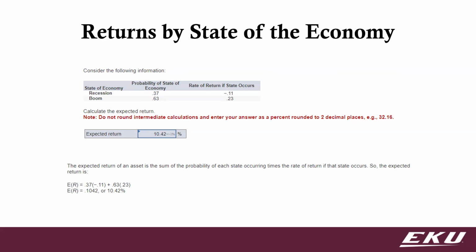Now you might say, well, that's weird. Shouldn't we add them all up and then divide by the number of states? Well, the states are already weighted by the probability. Since those probabilities have to equal 1, that means at the end, what we do is divide by 1. So we're perfectly fine. But this allows us to not give equal weight to everything and instead give more weight to the things we consider to be more likely. And that's what we're doing here. So even though we're going to get negative 11% or plus 23%, we would say on average we expect to get 10.42%, even though we know we're going to either lose or gain much more.